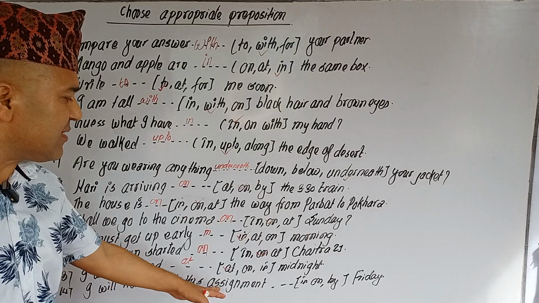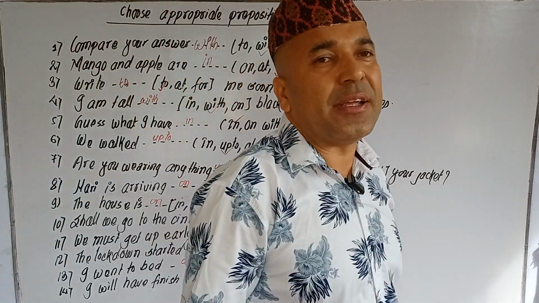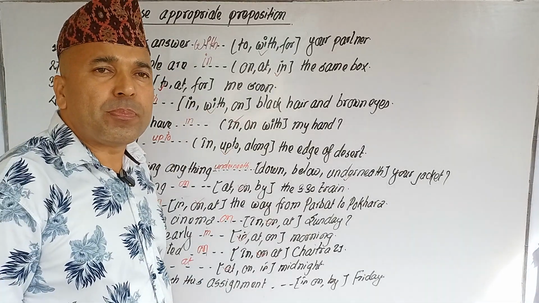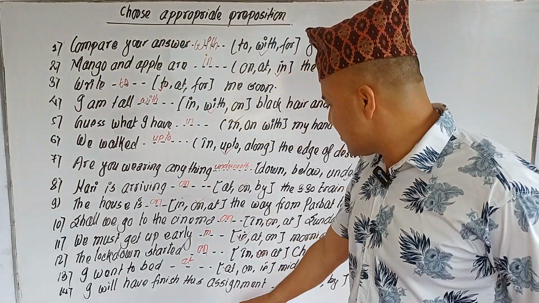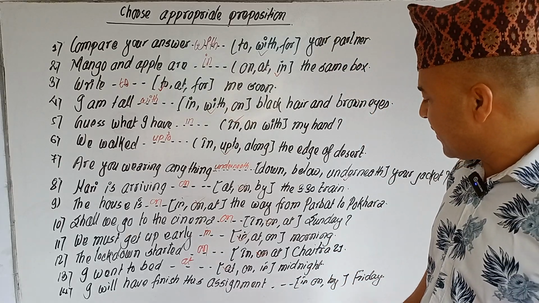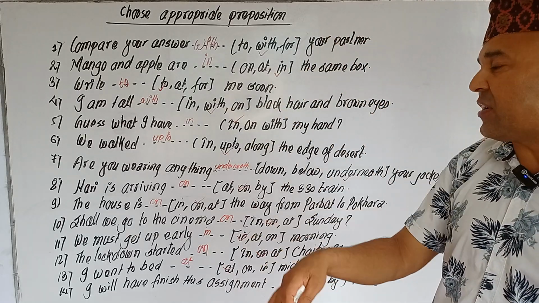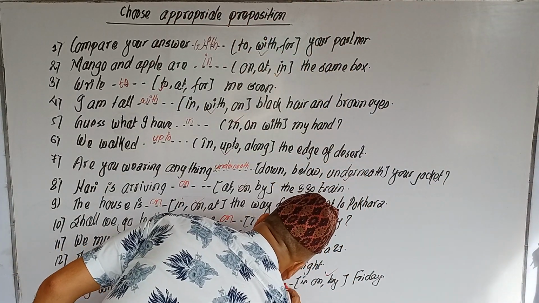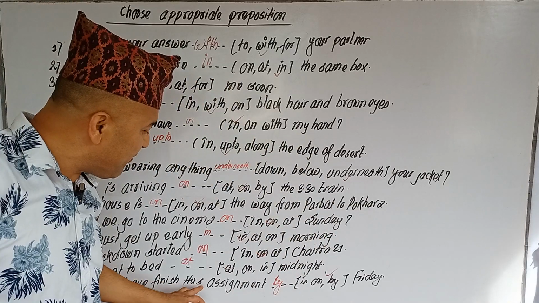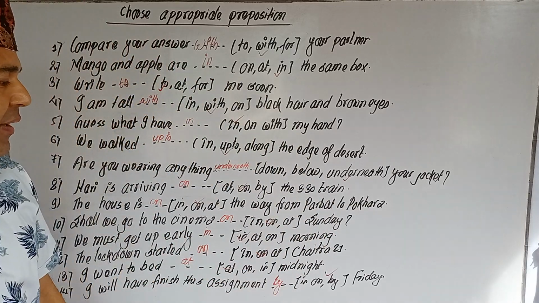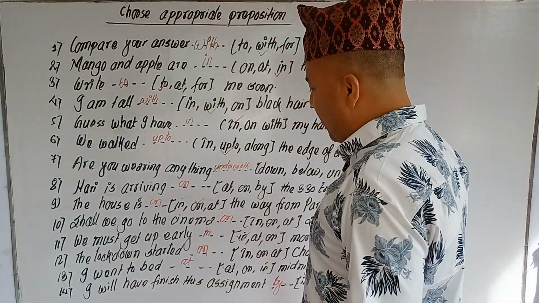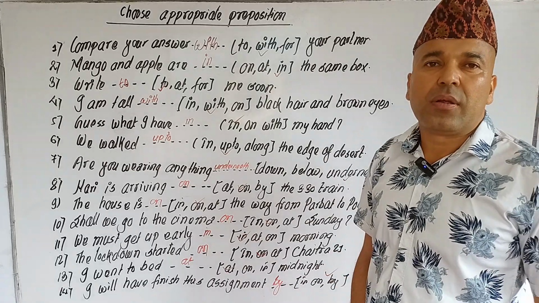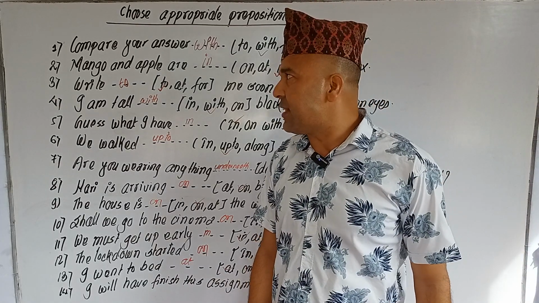I will have finished this assignment by Friday. It means the coming Friday. Let's see, it is the future perfect tense, indicated by by. That's within the time, before the time, we have to use by. So I will have finished this assignment by Friday. By is especially used for the perfect tense.